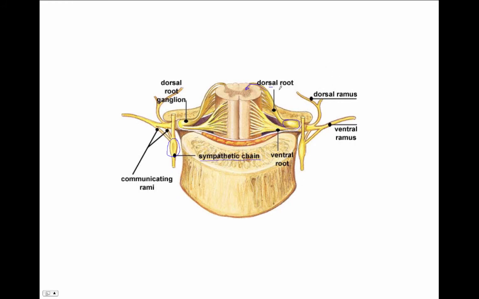So dorsal being sensory, ventral being motor, and then this special sympathetic chain inclusion on the ventral, and the special dorsal root ganglia on the dorsal portion. Communicating rami are portions of this that are specific to just assistive communication to and from the chain.